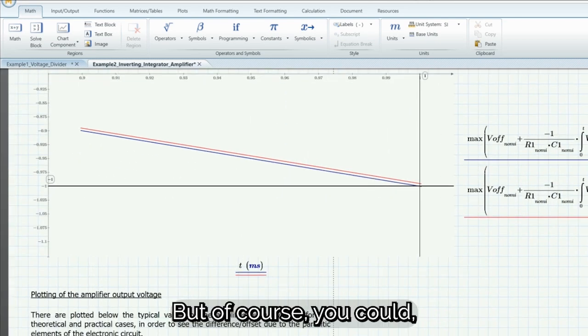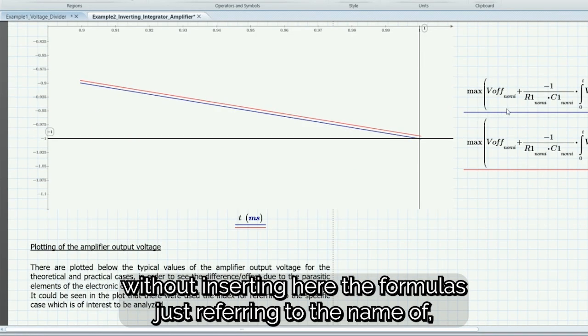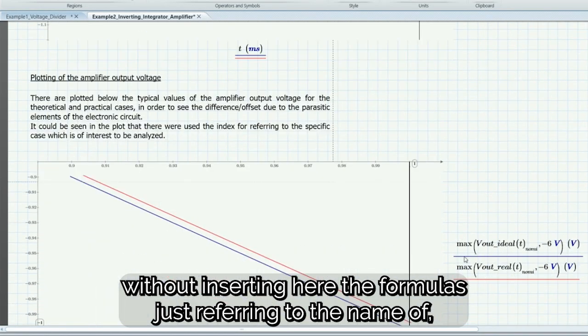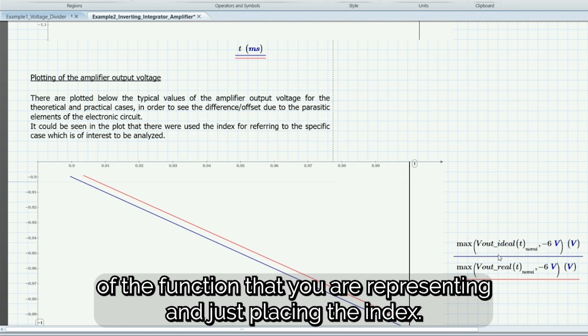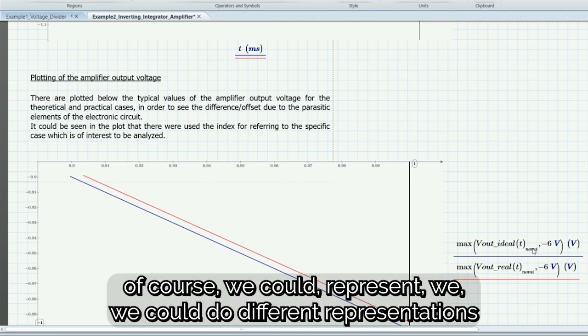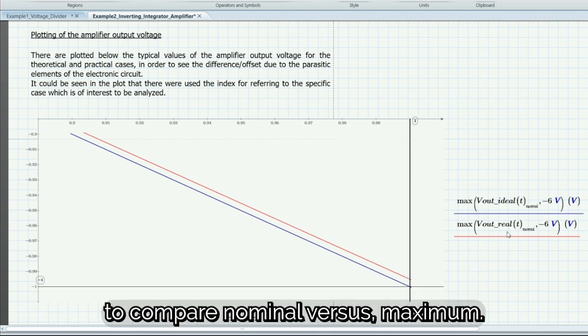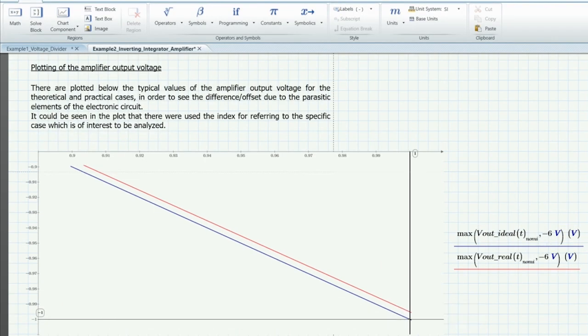But of course, you could do this kind of representation in a much nicer way without inserting the formulas here, just referring to the name of the function that you are representing, and placing the index, let's say nomi, for referring to the nominal case. Of course, we could do different representations to compare nominal versus maximum, and so on.